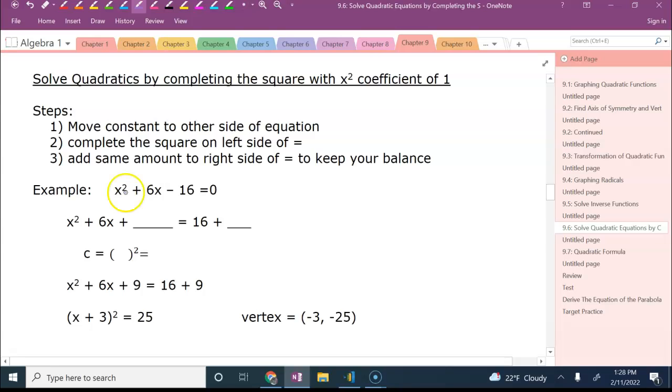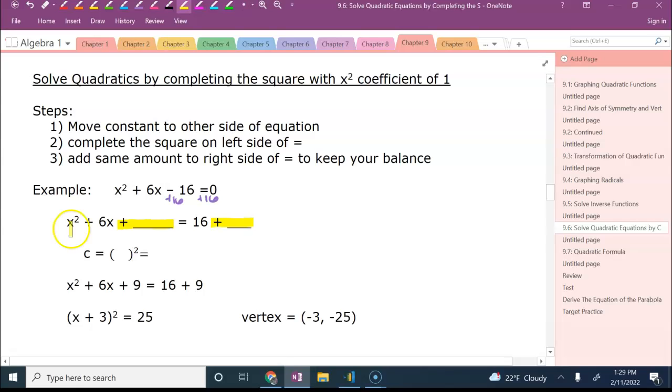So for example, here I have this x squared plus 6x minus 16. The first thing I need to do is move this minus 16 over to the other side. And so we do that by adding 16. So then after I move 16 over, when I rewrite my equation, you'll see that I already have these blanks drawn in here. And I'm going to do that for all of them, because that's where my completing the square piece is going to go.